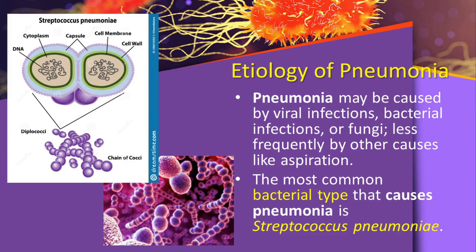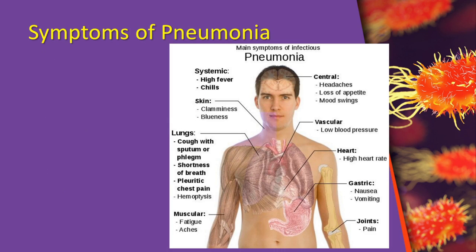Etiology of pneumonia. Pneumonia is caused by viral infections, bacterial infections, or fungal infections, and it can also be caused by other causes like aspiration. When some object is getting into the respiratory tract, it will cause an irritation, and the mucus cells in the respiratory tract will produce more mucus, and this can result in the accumulation of fluid in the alveoli, and it can also cause pneumonia. But the most common cause of pneumonia is the bacterial infection, and the bacterium which causes pneumonia is Streptococcus pneumoniae. These are the symptoms of pneumonia.